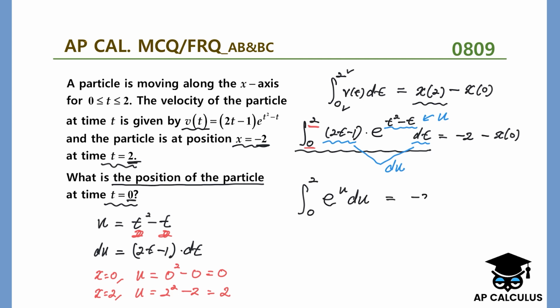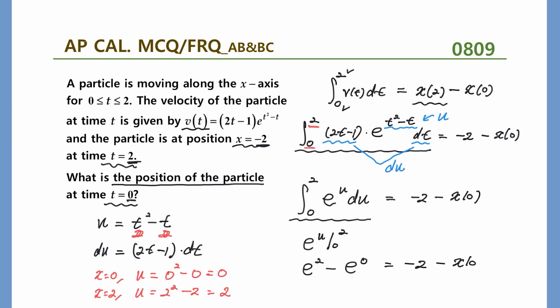So that is equal to negative 2 minus x of 0. And let's find the value of this definite integral. That's going to be equal to e to the u from 0 to 2, right? So that's e squared minus e to the 0. That's negative 2 minus x of 0, right? So e to the 0, that's 1. So our x of 0, the position of the particle at t is equal to 0, is equal to negative 2 plus 1 minus e squared, right? Which is equal to negative 1 minus e squared. This is our position of the particle at t is equal to 0.